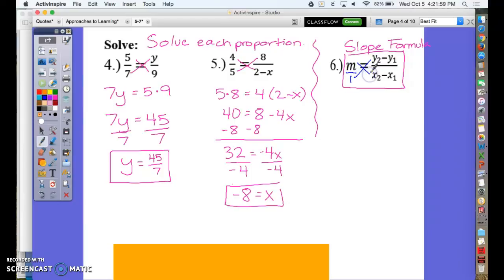As I cross multiply, I would have y sub 2 minus y sub 1 on one side, and that would be equal to m times x sub 2 minus x sub 1.